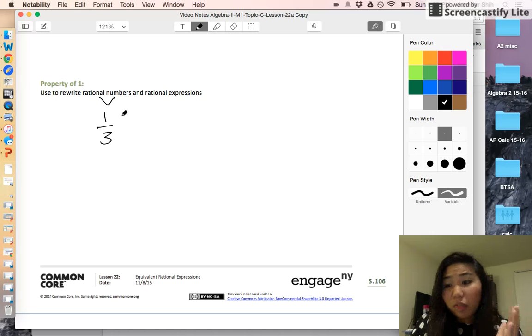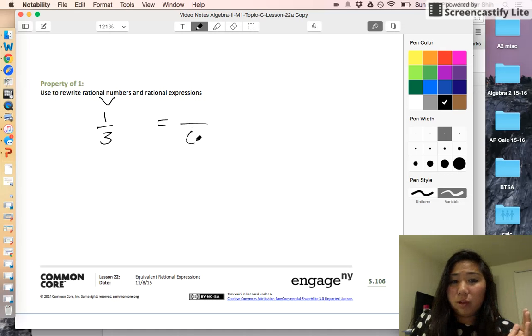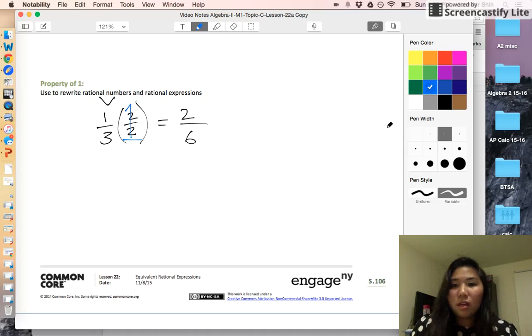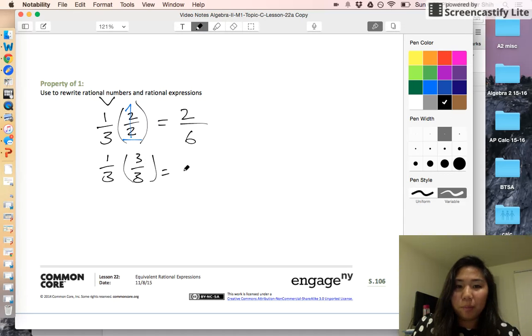So if we have 1/3 and we want to rewrite 1/3 with something over 6, we know we'd have to multiply by 2 over 2 to get 2/6, because these expressions are equal because 2 over 2 is 1. And if you multiply anything by 1, the property of 1, you do not change the identity of the original number. So if we had 1/3 and we multiplied by 3 over 3, we would get 3/9. 1/3 and 3/9 are equivalent expressions. We've just multiplied it by 1, so it looks different.